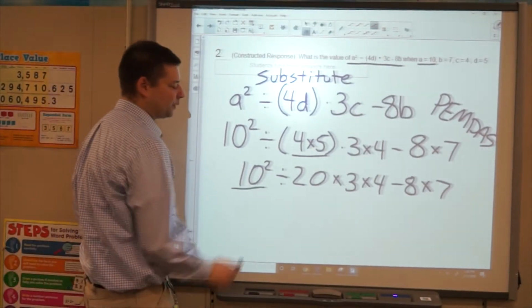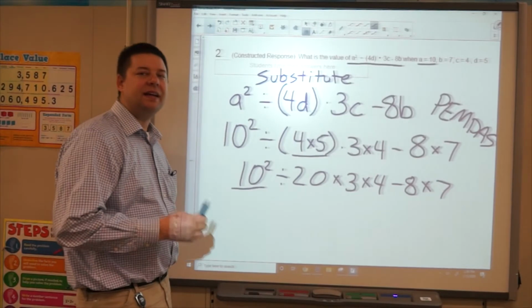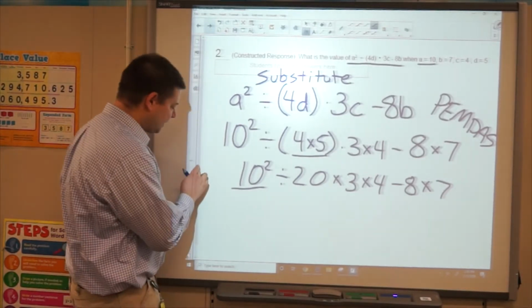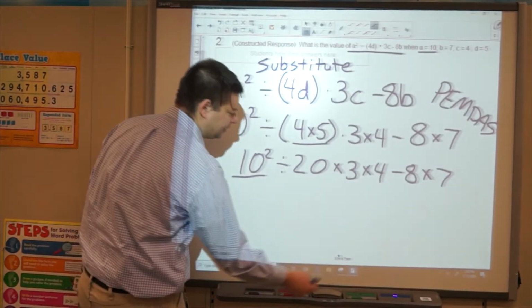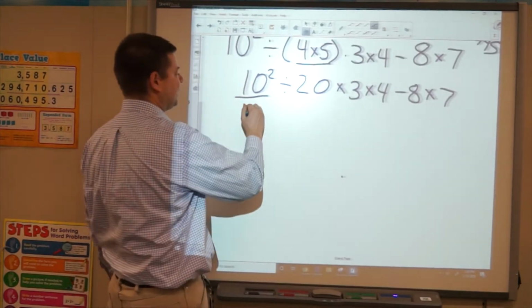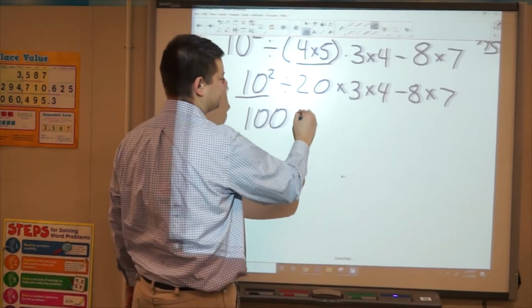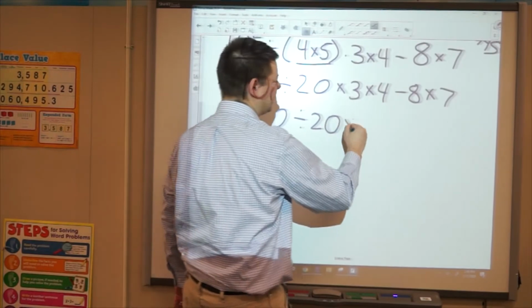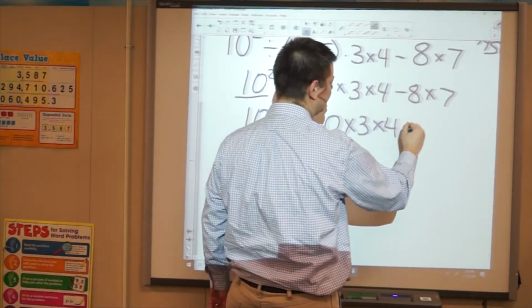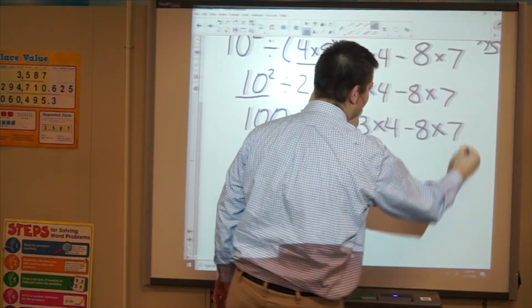So I'm going to take my exponent, 10 squared. That means 10 times 10, you may remember, and 10 times 10 is 100. So let's go ahead and do that. I'm going to write 100 divided by 20 times 3 times 4 minus 8 times 7.